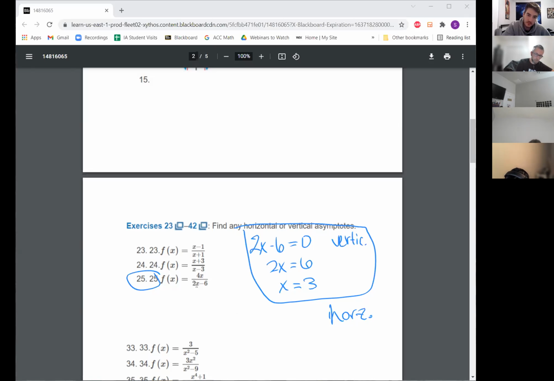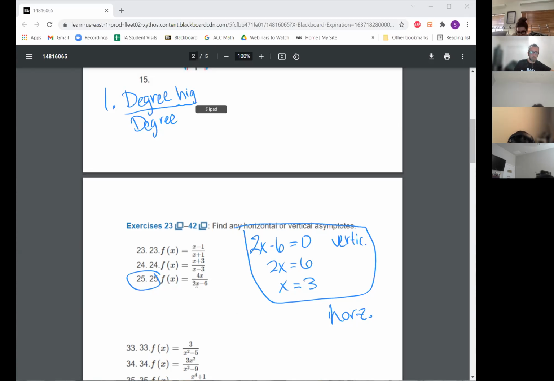No. So maybe we should write these rules out if we don't remember them. So there's 3 things that can happen. You can have 1, the degree, I'll write it like a fraction, the degree like this. So the top is higher. If the degree on top is higher, then we have to do this thing called long division. So we probably won't run into these since we haven't learned long division.